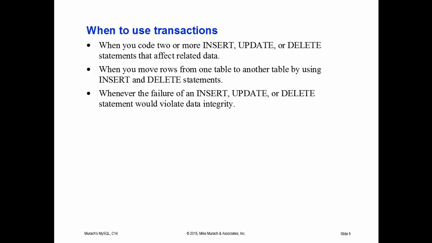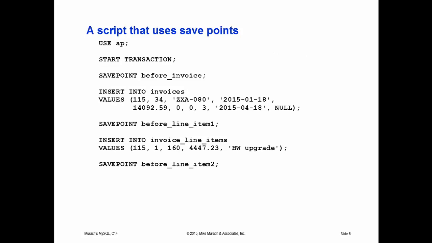So all that stuff is related, whether it's tangentially related or directly related. All of it together would be thought of, in database terms, as being a transaction. Now they put it more in database terms here. It says when you code two or more insert, update, or delete statements that would affect data that's related in some way, when you move rows from one table to another with inserts and deletes, whenever there's a failure with an insert, an update, or a delete that would work on integrity.